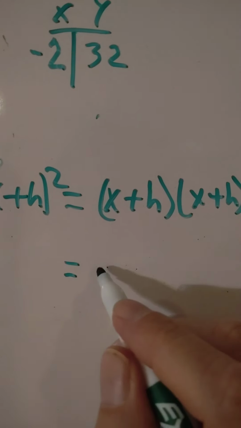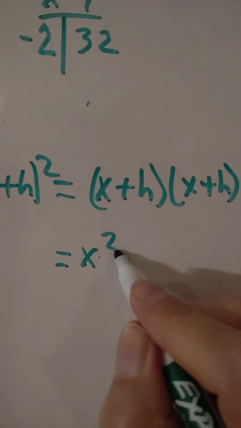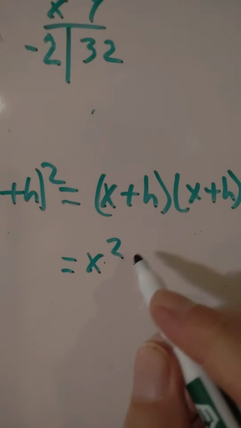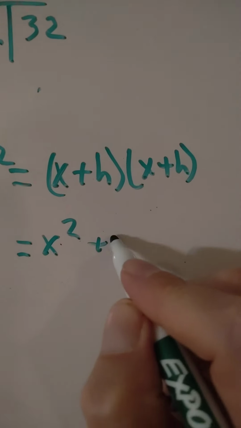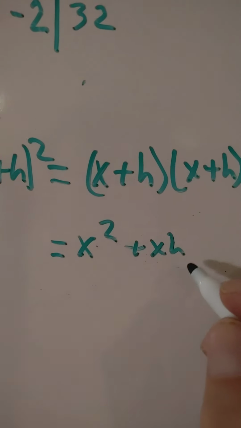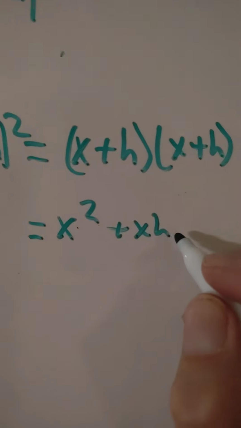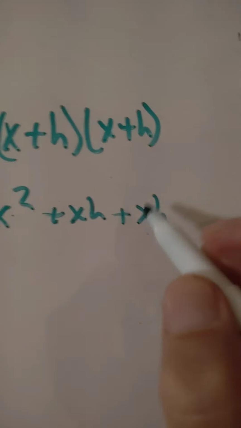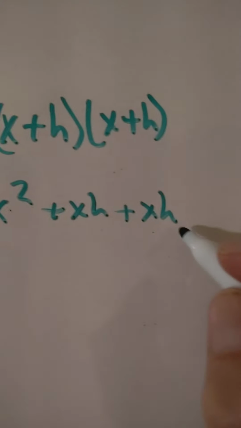What's x times x? X squared. Outer, what's x times h? xh, so I'm going to write plus xh. And then inners, what's h times x? xh or hx, but might as well write xh. Multiplication's commutative. Doesn't matter the order. And then the last, what's h times h? That's going to be h squared.